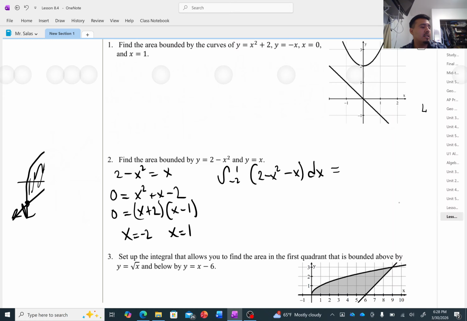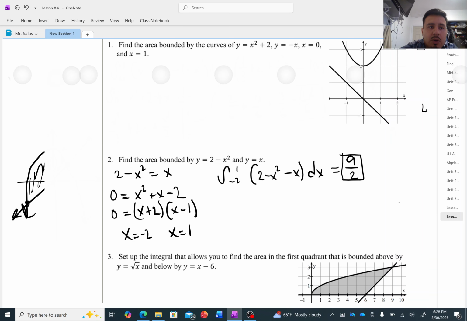Give about 10 seconds. 10, 9, 8, 7, 6, 5, 4, 3, 2, 1. All right. So you should have typed this into your calculator, and you got, make sure you pause the video, obviously, before you type it into a calculator. So I'm just dragging it on purpose. But you should have gotten 9/2. So the area under the curve is 9/2.